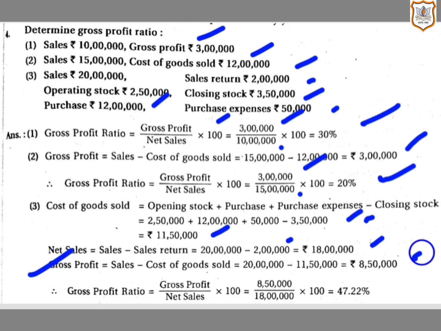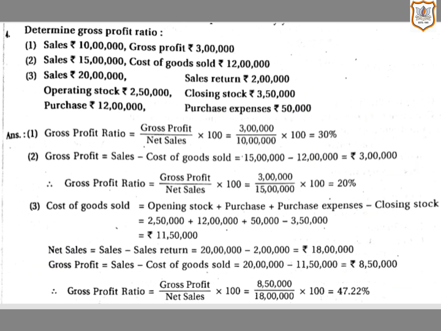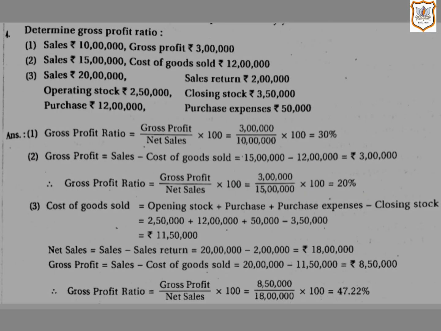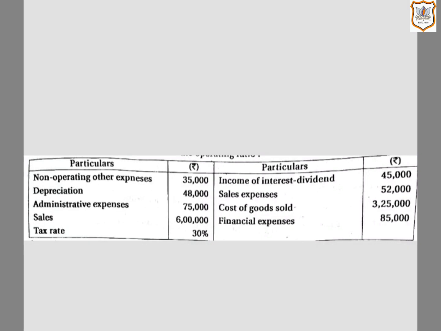Therefore gross profit ratio here would be 8 lakh 50,000 upon 18 lakh multiplied by 100, that comes to 47.22%. Now let us see next question. Now let us see question number 7th.